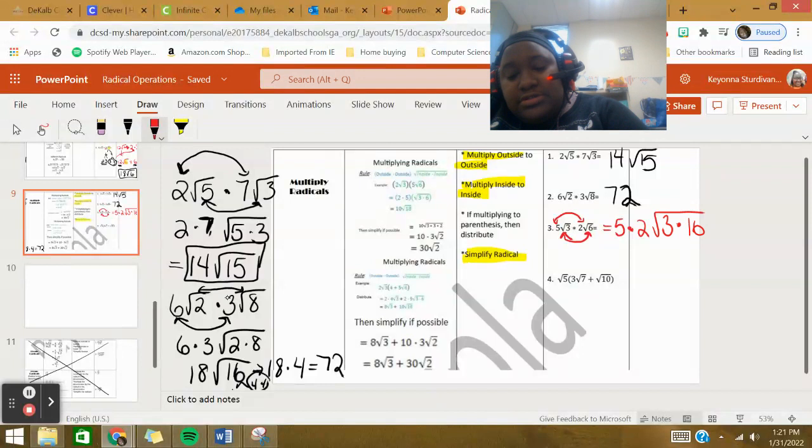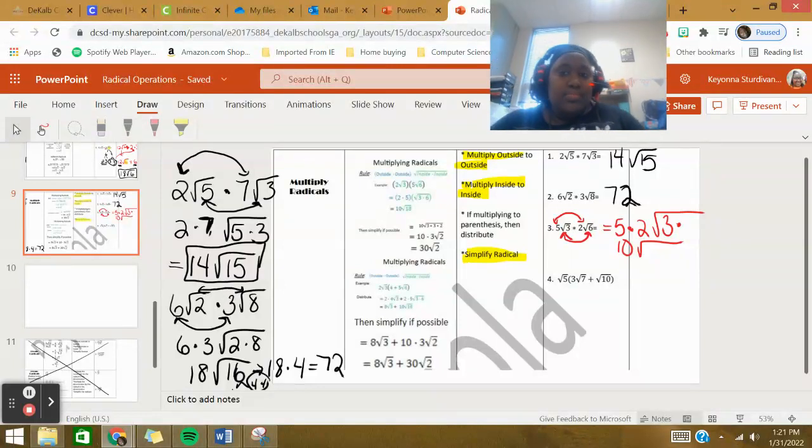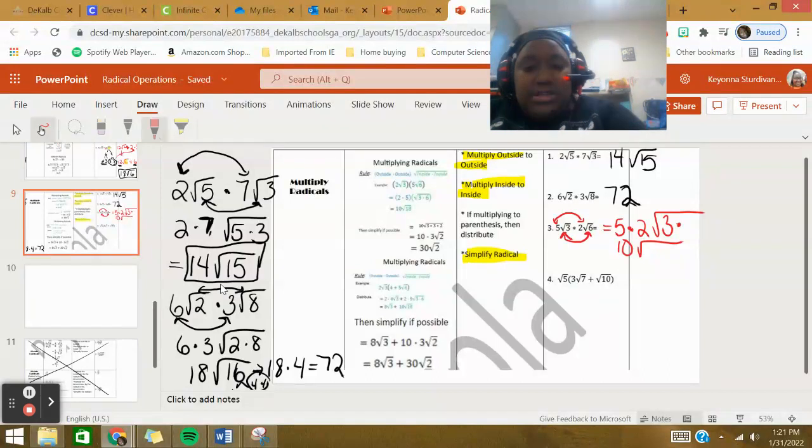So 5 times 2 is going to give you 10. 3 times 6, that's supposed to be a 6. I don't know why it looks like a 16, but let's fix that. I don't know why my pens keep freezing. Okay, 3 times 6. All right, so 5 times 2 gives me 10, and 3 times 6 will give me 18.